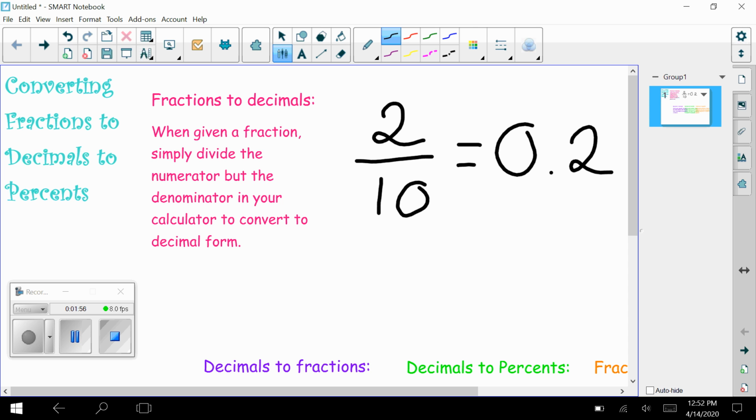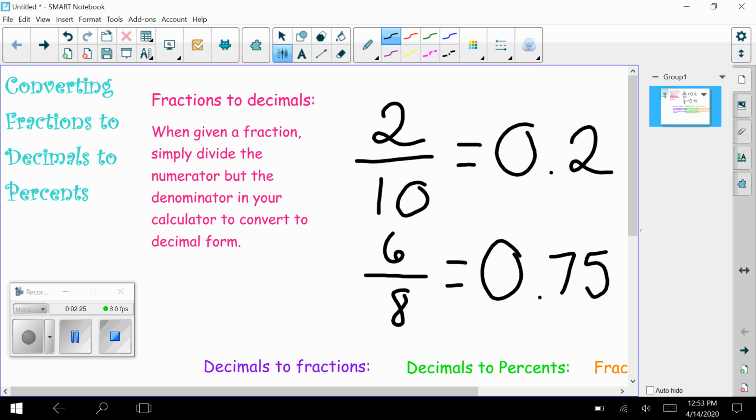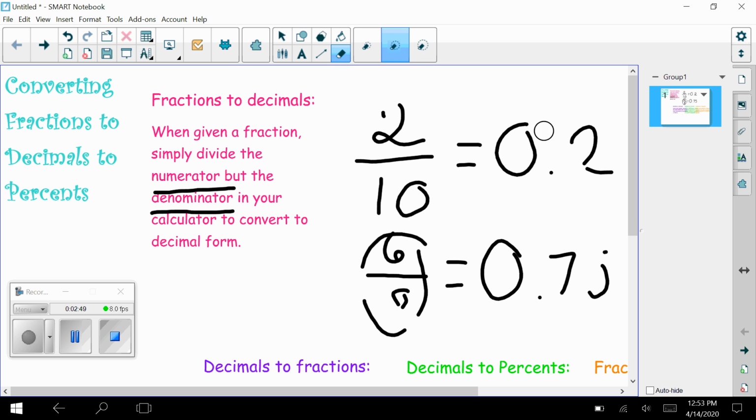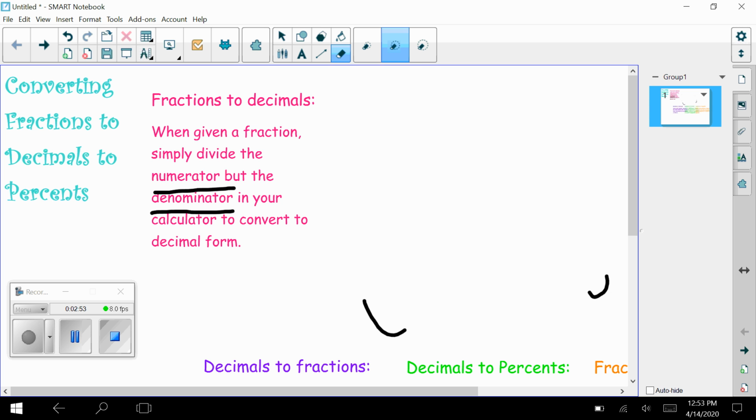But let's say we have a different fraction. Maybe we have 6/8, right? So we don't necessarily know what that's going to look like as a decimal. So we take our calculator and we're going to do 6, the numerator, divided by 8, the denominator, and we get 0.75. Now there's a lot of different ways we can go about doing things. We could have simplified 6/8 into a smaller fraction, and that might have been something we could have used. But simple as simple can be, we divide the numerator by the denominator in our calculator. Good? Okay, so I'm going to erase this here. Good.